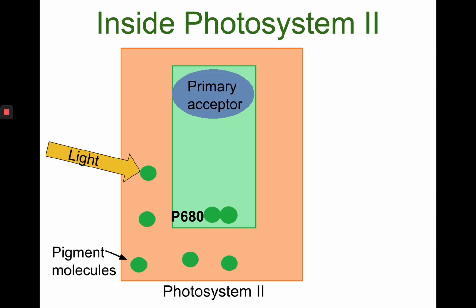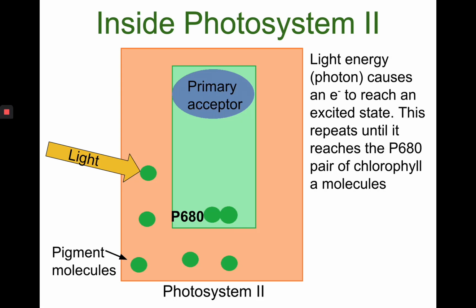What happens is when light gets absorbed by chlorophyll, and it's important to remember that chlorophyll is bound to proteins called antenna proteins, which you can't see here, but they surround the reaction center, which is P680 in photosystem 2. When that photon of light gets absorbed, it's going to excite electrons. Electrons are going to go up in energy level. They're going to reach their excited state.